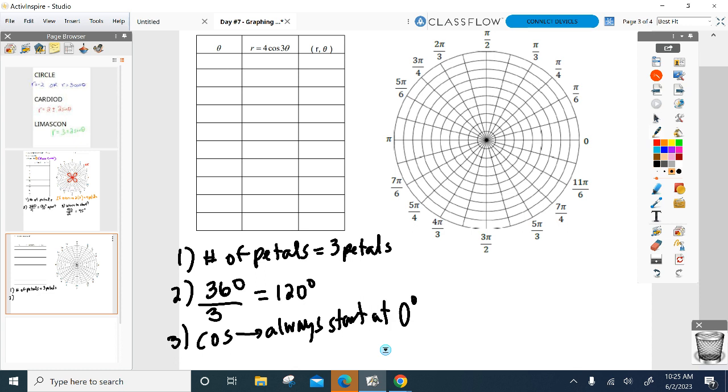All right, let's do it. So start at 0. Look back at your equation. How long is this petal? 4. 4 again, right? Because it's the number out in front. So go out to 4. 1, 2, 3, 4.